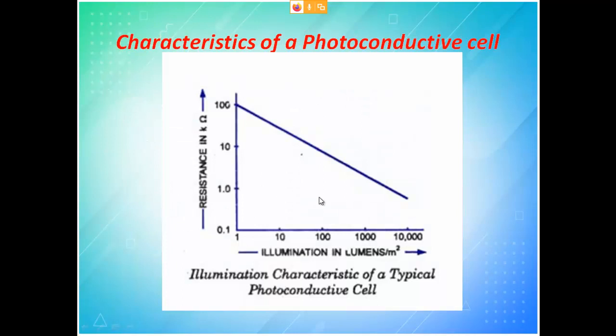Now we can see the graph. Light is always measured in terms of lux, that is lumens per meter square. So when there is no light, you will have maximum resistance. Then when the light intensity is increasing, your resistance will fall. This is not a linear graph. This is expressed as a logarithmic graph.